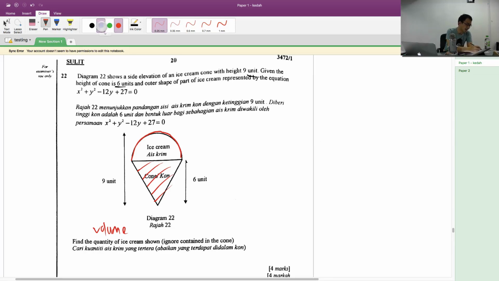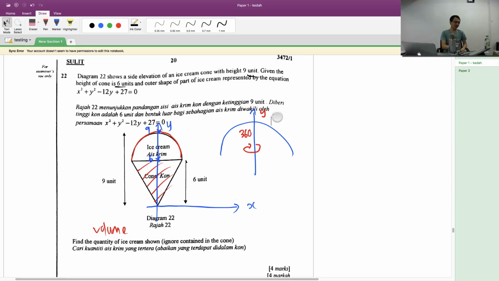Before we do that, I hope you can see the graph over here. So let's say I sketch this one as a graph. This one is the y-axis, this one is the x-axis, and this is the curve. The maximum here will be 9, and this one will be 6. Now if I want to make this curve become a volume, I need to rotate 360 degrees about the y-axis. If I rotate 360 degrees about the y-axis, I will get a sort of hemisphere, which is the volume, the quantity of ice cream they want.